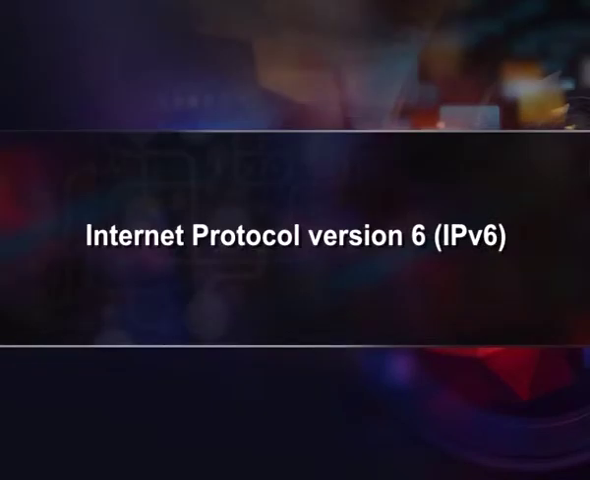IPv6, Internet Protocol version 6, at this point of discussion is the most recent version of the Internet Protocol, the communications protocol that provides an identification and location system for computers on networks and routes traffic across the Internet. IP version 6 was developed by the Internet Engineering Task Force (IETF) to deal with the long anticipated problem of IP version 4 address exhaustion.